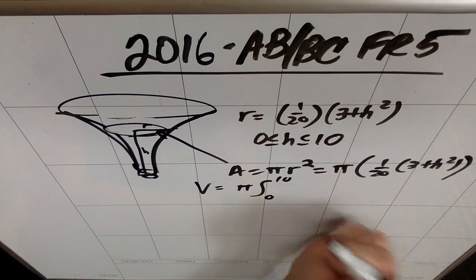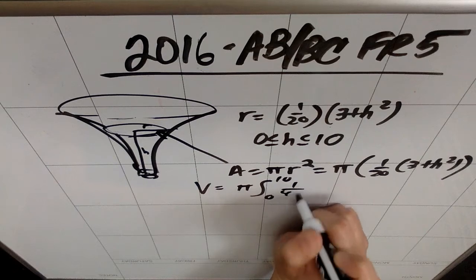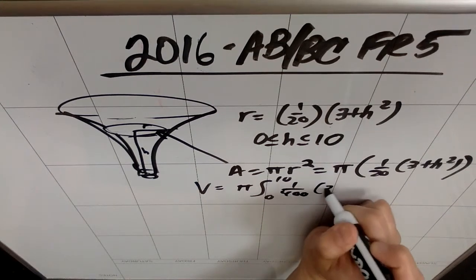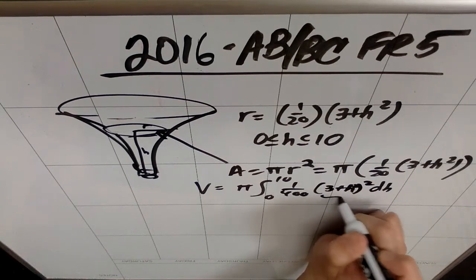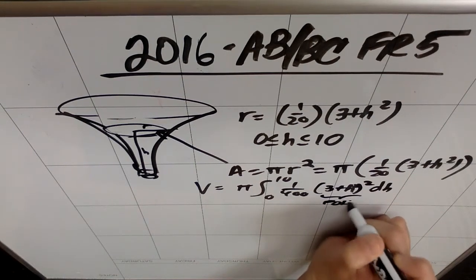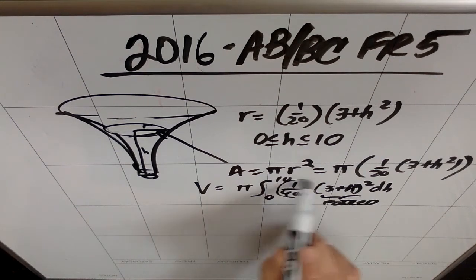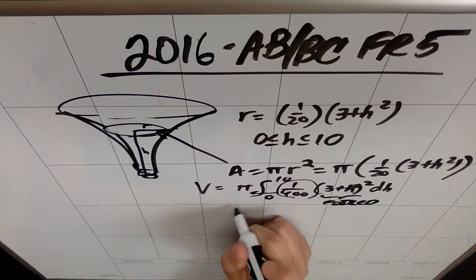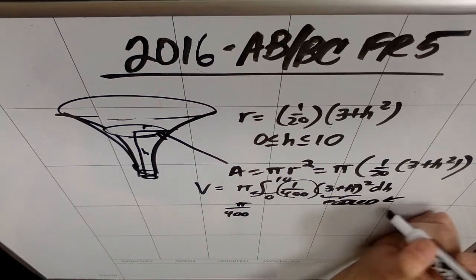I'm going to put the pi out in front of this, and it's up to you. I'm going to go ahead and make this a 1 over 400 because I'm going to square the 1/20th. And then this 3 plus h squared quantity squared, which I'm going to have to FOIL. So this is going to have to be FOILed. Come on, brain. Okay, so I would probably yank the 1 over 400 out with the pi, so pi over 400.